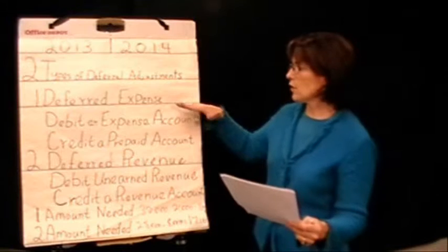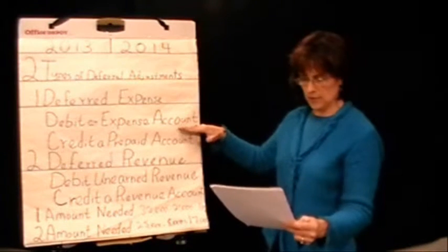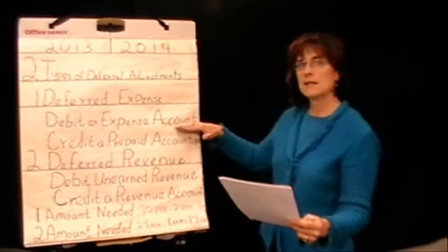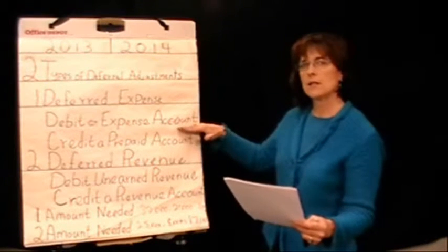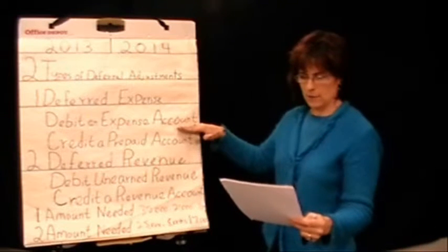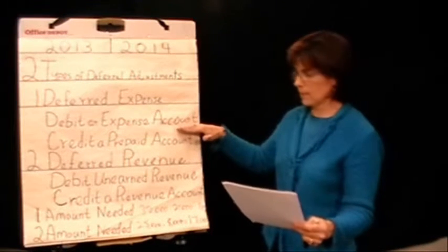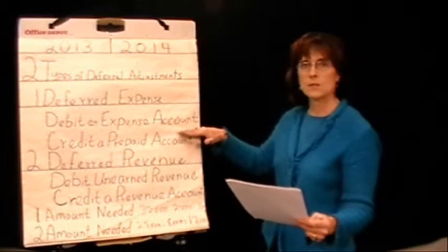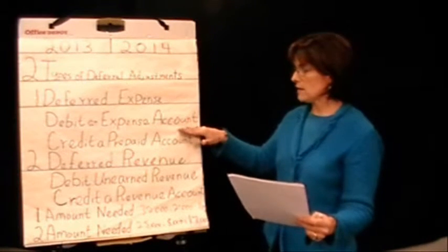So if it's a deferred expense, we're going to debit some type of expense account. All right, we already determined it was $17,000. What type of expense account goes with prepaid insurance? Well, I believe it would be insurance expense. So we need to debit insurance expense here for $17,000.